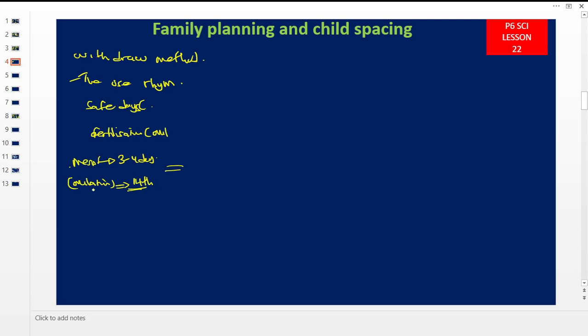Now this ovum will spend 2 days there. If you don't have sexual intercourse, with sperms to fertilize, then the ovum is going to stay here for how many days? For 2 days. That is the 15th day and the 16th day. Then after that, we are going to see the rupturing of the uterus wall, the endometrium.